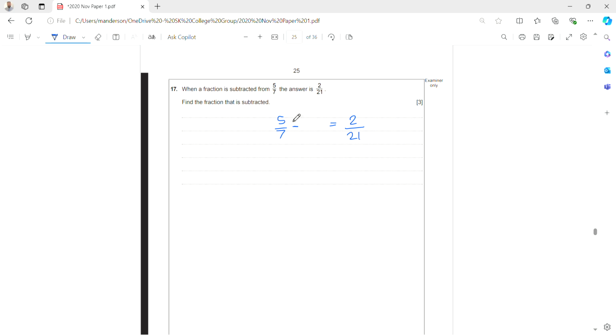So I'm going to turn this fraction, I'm going to make it out of 21. It's got 7 on the bottom now, so I'm going to multiply top and bottom by 3. So I'm going to have 15/21, and I'm going to subtract something which I know is going to be over 21, and it gets me the answer 2/21. 15 take away 13 gets me the 2, so the fraction that's subtracted is 13/21.